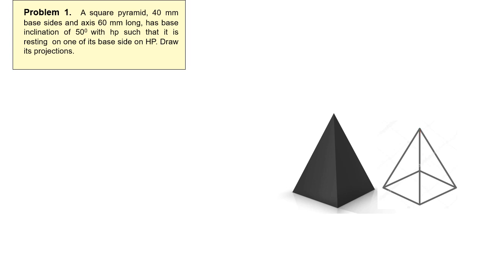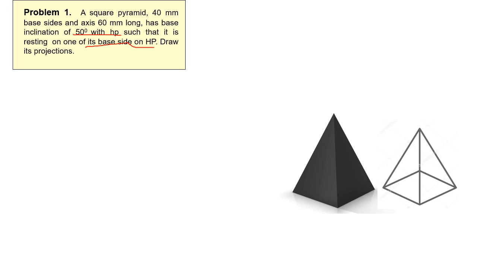So in this problem, as you can see, the base side is 40 mm and the axis is 60 mm, and the base is inclined to HP by 50 degree, and by doing this it is resting on one of its base sides on HP. And we have to draw the projection. So here the base is inclined to HP by 50 degree, and by doing so it is resting on its base side. This is very important. Now how to start the problem?